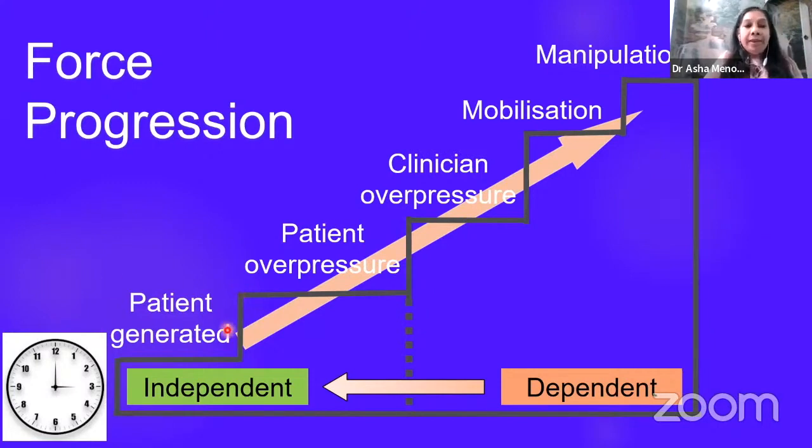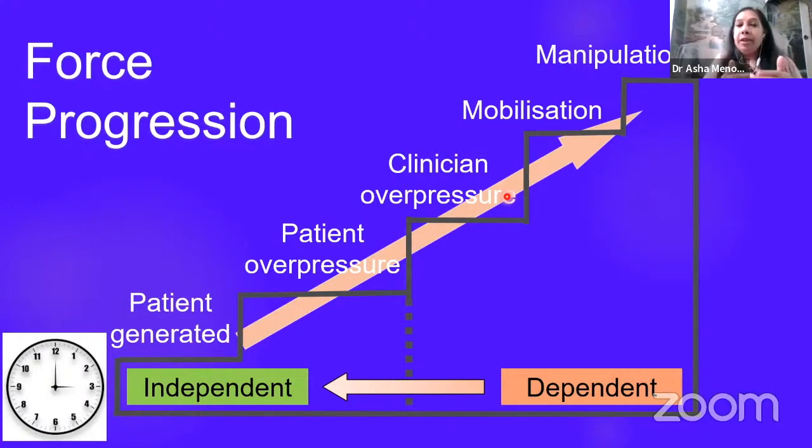So he's working very independently here, and once he has come to a plateau, then we would increase the pressure by giving patient overpressure. So the patient uses further pressure by himself. This is once again a very independent method where the patient is not really dependent on the clinician for reduction of his symptoms. Once the patient has exhausted the patient overpressure, and there is no further reduction of the symptoms, now we as clinicians need to put our hands on the patient.